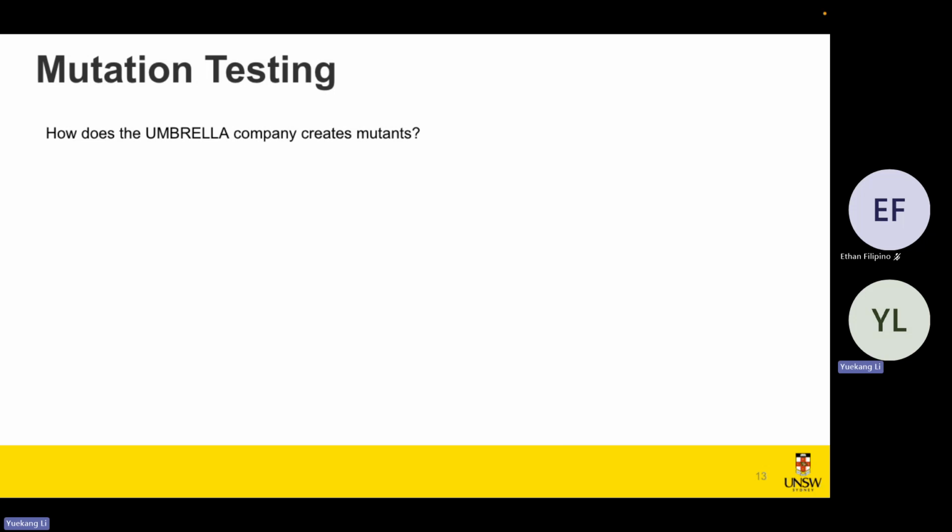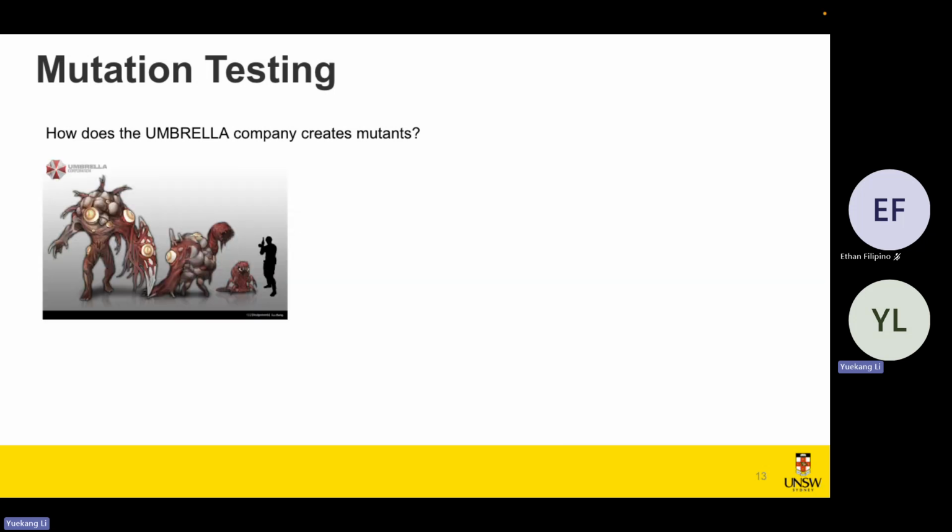So if you know the lore of the game Resident Evil, how does the Umbrella Company create mutants? How are these mutants created? They were created by using some virus, applied to some humans or other creatures, to trigger the mutation. But how do we create mutants for programs? We know we can create mutants with a virus, but how do we create mutants for a program?